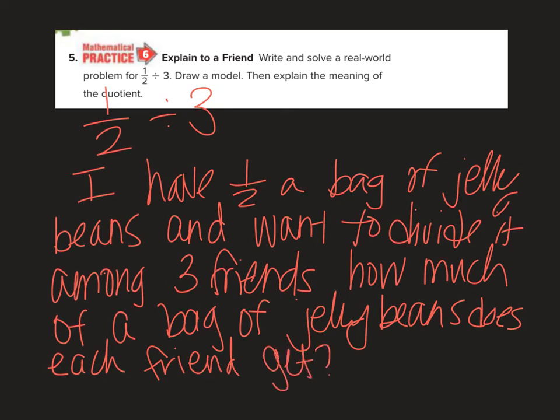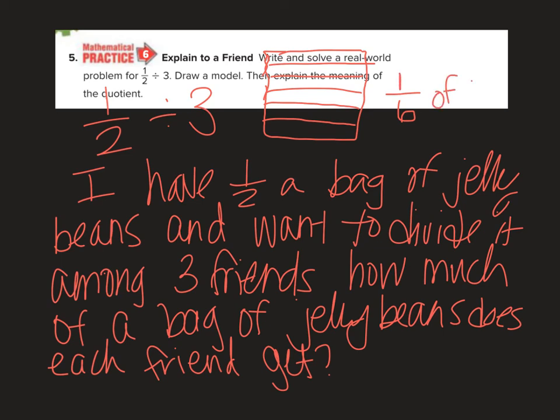Now I have to solve it. So I have half a bag. So here's my bag, and I have half left. Okay, I want to divide my bag among 3 friends. What I have left, okay? So if I want to figure out how much of the bag she's going to get, I need to split the whole bag up, right? Okay, so now I have a total of 6 parts of the bag. Each friend will get 1/6 of the bag of jelly beans.